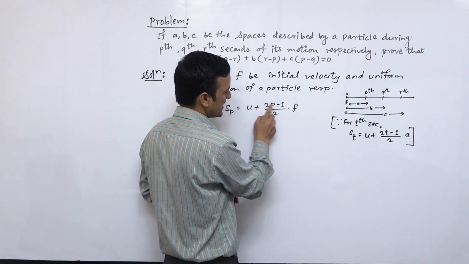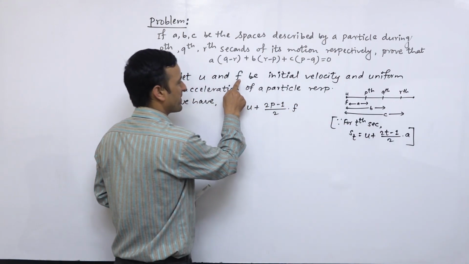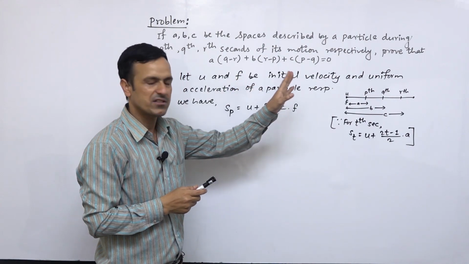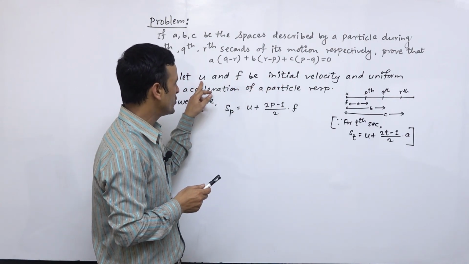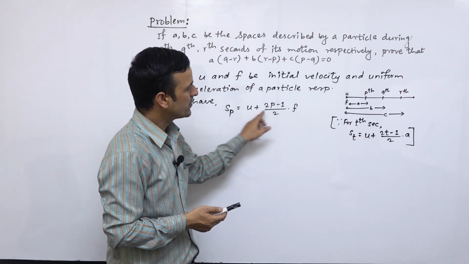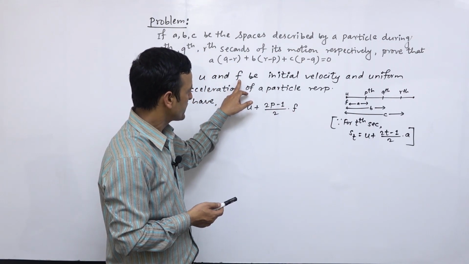And 2t means 2p. And acceleration is here f. We have to suppose this f represents the uniform acceleration. U is the initial velocity, so here is also u, here is also u. But in the place of acceleration, we have f.